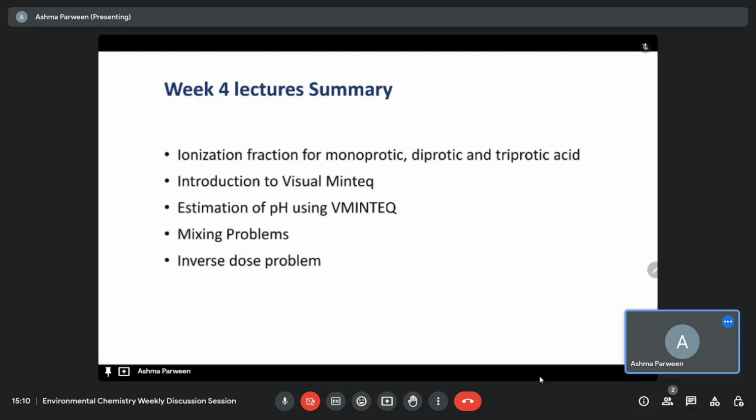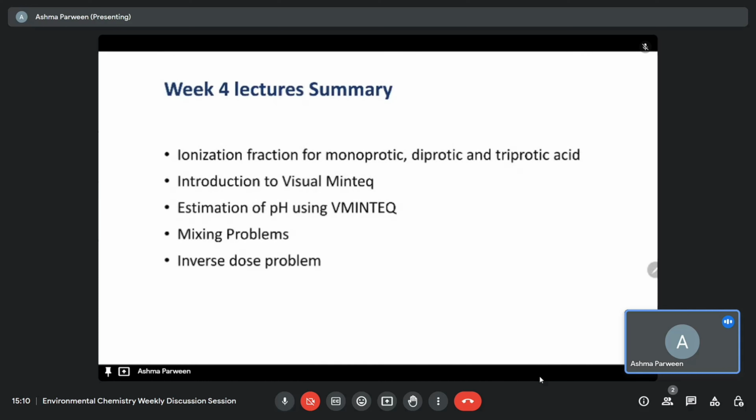The second lecture was about Visual MINTEQ, in which an introduction to Visual MINTEQ was given. It is a free software which can be installed, and it is used to find the pH or do the thermodynamic analysis of our system. In the third lecture, there were some examples discussed using Visual MINTEQ: how the interface of Visual MINTEQ appears to the user, how we can find the pH, and how we can feed the total concentration of different components. It was discussed in the third lecture of week 4.